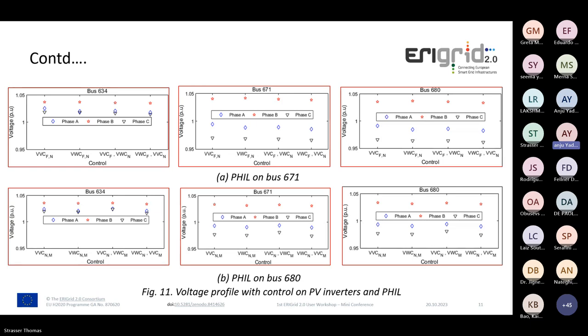Similarly, when PHIL is placed on 680, as indicated in figure 11B, there does not seem to be any significant change in the voltage status of bus 634. But for bus 671 and 680, their voltage variation is slightly reduced, that is improved. So hence, it can be said that the placement of PHIL on bus 680 would be better than the placement of PHIL at bus 671.